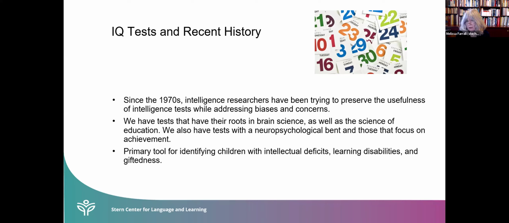And a full scale IQ is kind of like an average, but not quite. I'm not going to go there, but think about what happens when we put things through an average machine. So anyway, there are a lot of concerns, and rightly so, about intelligence tests. So there's been a lot of work done to identify biases and concerns.